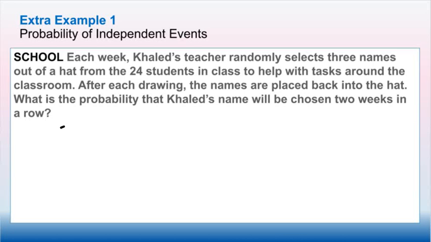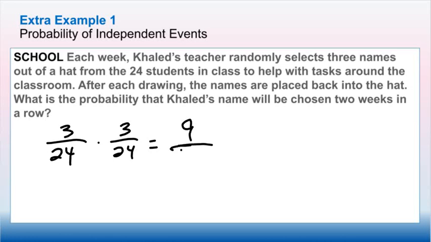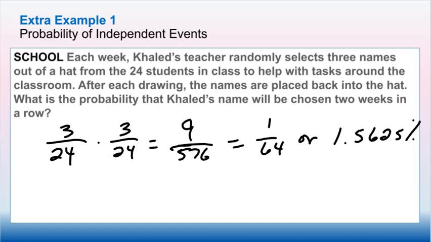For the first week, he has 3 out of 24 chances of being picked. They put the names back in, and you still have 3 out of 24 chances. That gives us 9 out of 24 squared, which is 576. And 9 divided by 576 gives you 1 out of 64, or as a percent, 1.5625%.